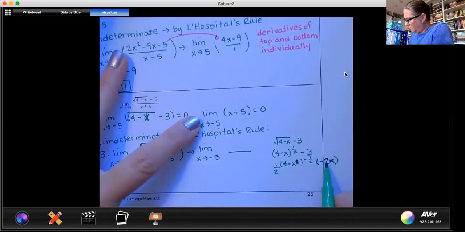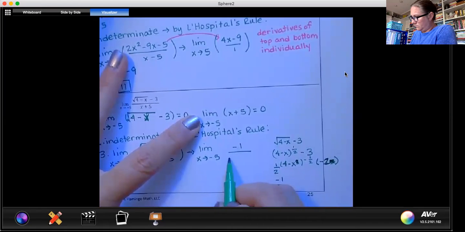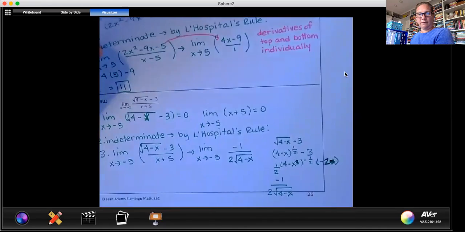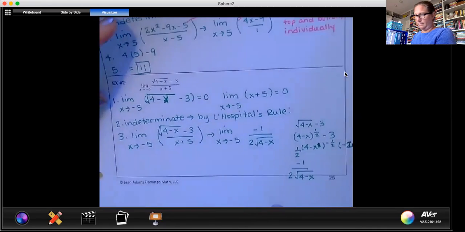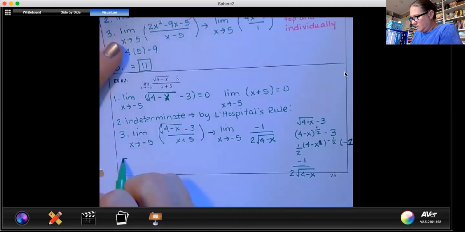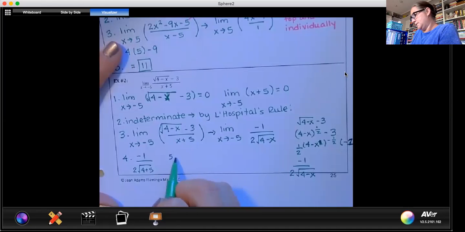Just negative 1. So negative 1 over 2 square root of 4 minus x. And that's over 1. So we can declare that as our derivative of our numerator. Denominator derivative is 1. All right, substitute. And you get negative 1 over 6.